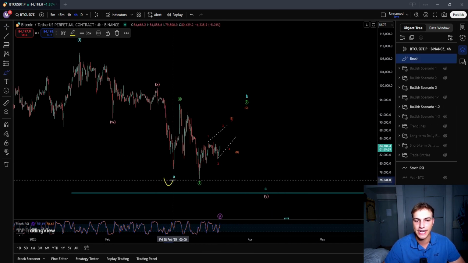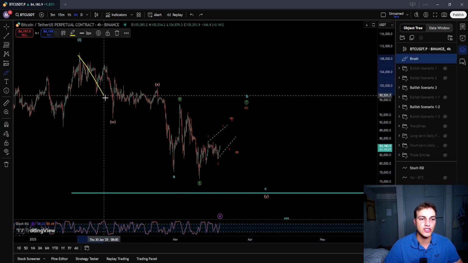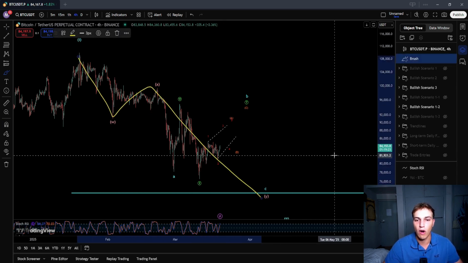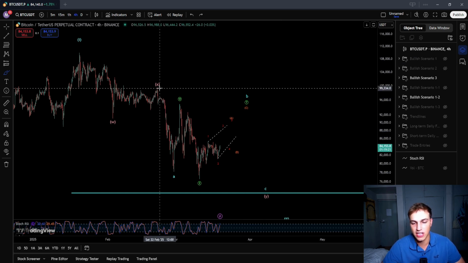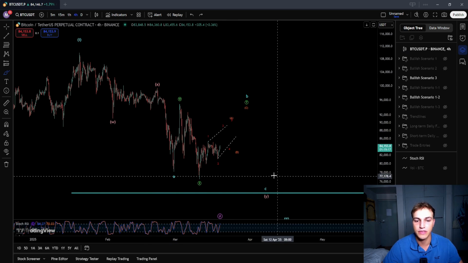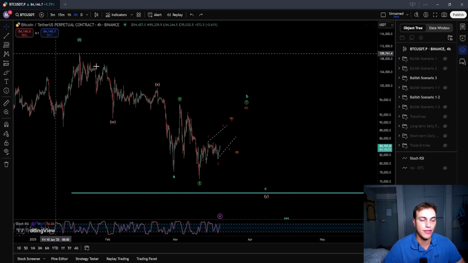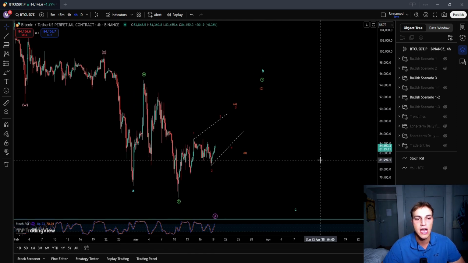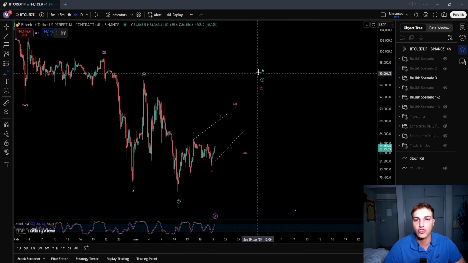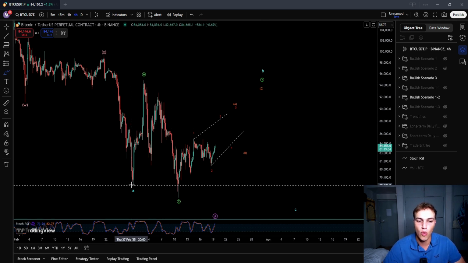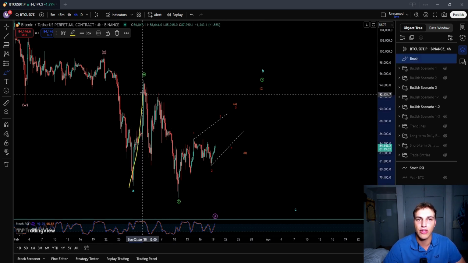instead of W ending over here, W ends over here. A WX and a Y down. With inside that Y, we are, remember, looking for an ABC. In this B wave, we have another WXY. Again, very, very complex structures on the charts, but we are still trying to break it down as much as possible. So inside this wave B, we have another WXY.